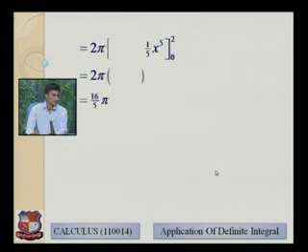Then 2 pi is a constant taken outside, then the integration of 2x cube will be x raised to 4 by 2, minus 1 by 5 x raised to 5, and applying limit 0 to 2. After applying the limit, we will have 2 pi in brackets 8 minus 32 by 5. On simplifying, we will have the answer 16 by 5 pi.